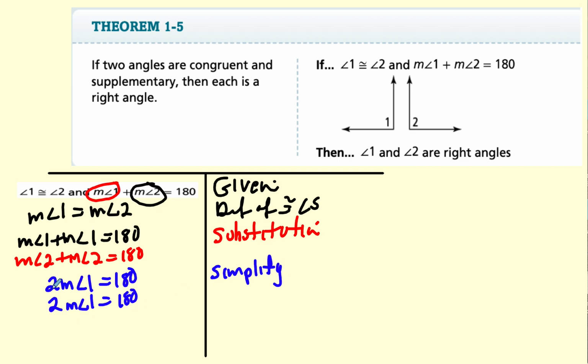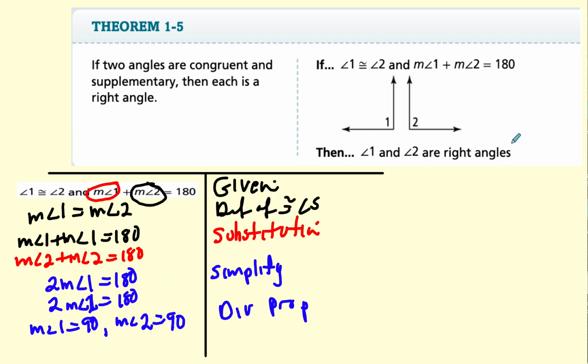Now I'm going to divide both sides by 2, so the measure of angle 1 will be equal to 90, and if I divide both of these by 2, I'll have the measure of angle 2 is equal to 90. And that's called the division property. I just divided both sides by 2.